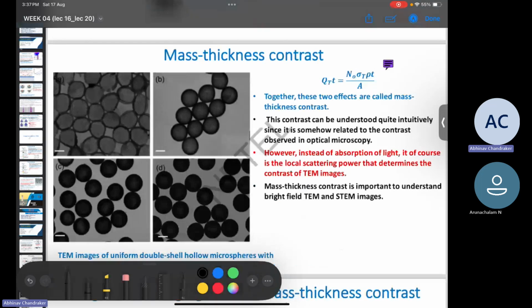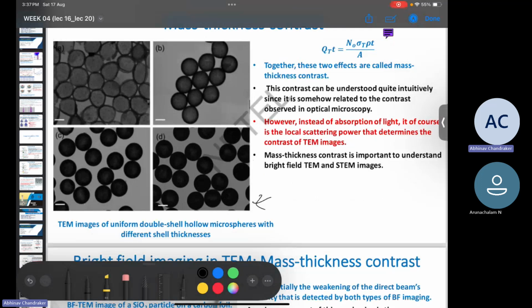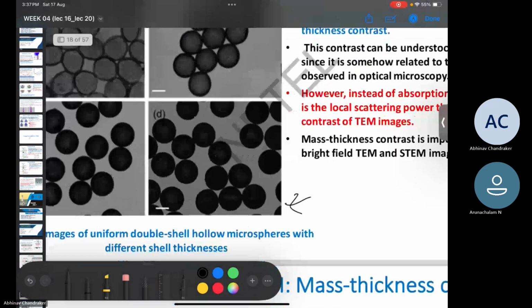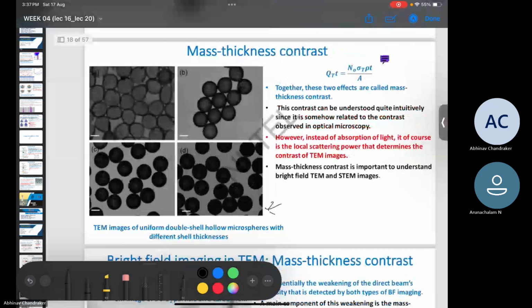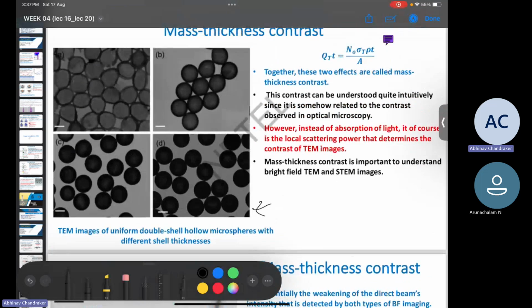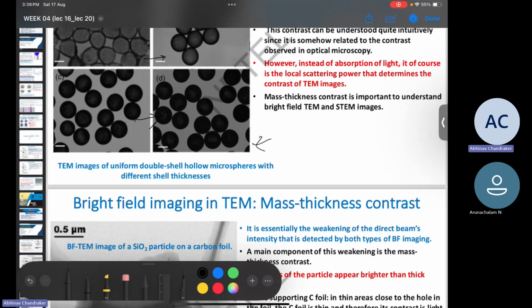And this is our TEM image where we have small spheres of micron size, and we can see that as the thickness of the shell is increasing, the spheres are becoming darker and darker. This is because the mass of these spheres has increased, and as a result more scattering of electrons is taking place, both scattering and absorbing, and because of this we are getting a contrast in the final image.